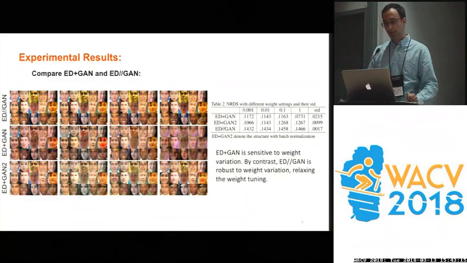Here is the result of comparing the traditional and proposed structure with different weighting parameters. You see it in the table. Our model is generating stable results, while the traditional structure's stability basically changes according to the weight that has been chosen.